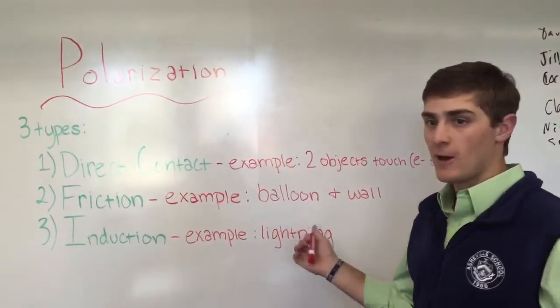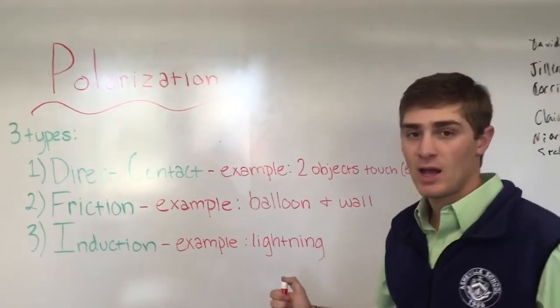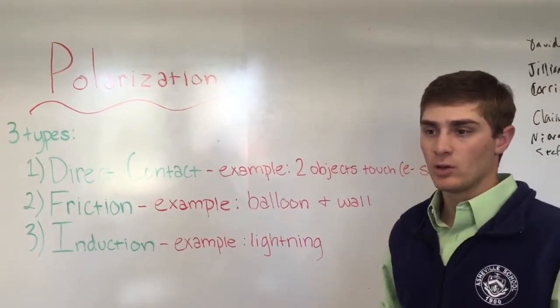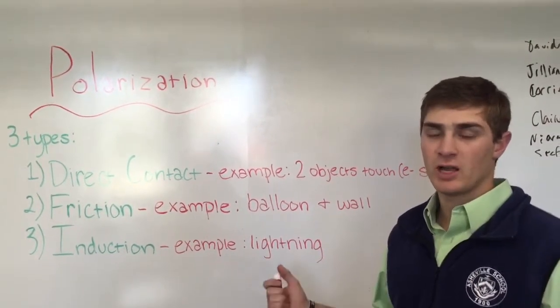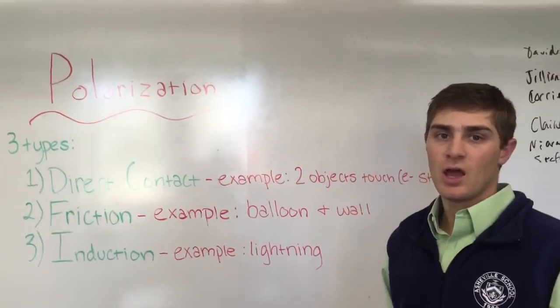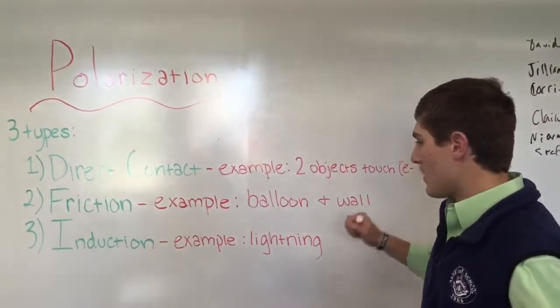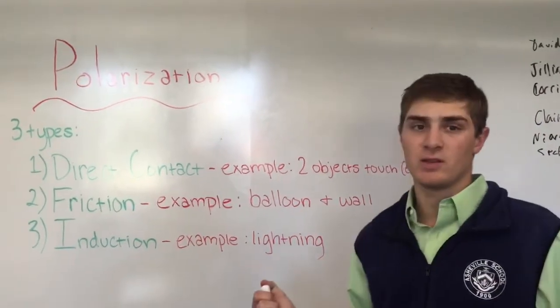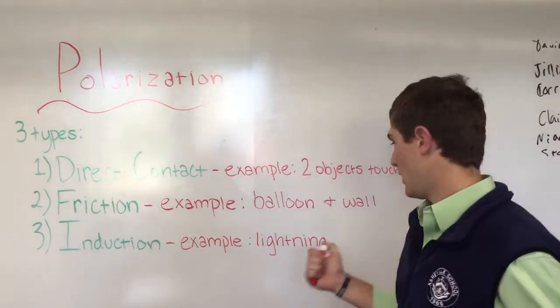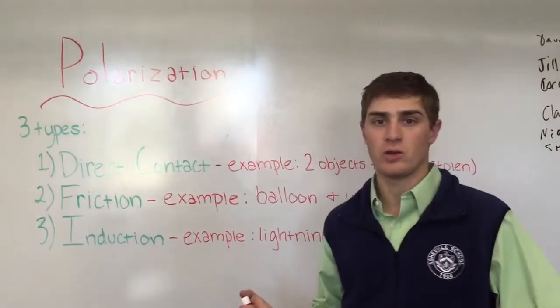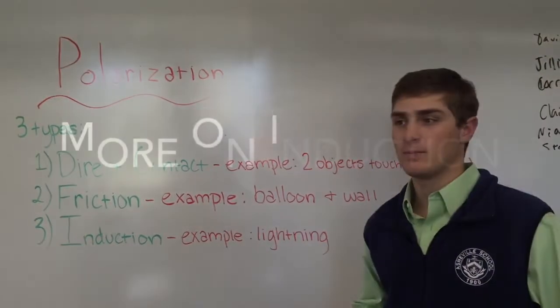Friction, which is the major example we covered of that in class, is the balloon on the wall problem, where the balloon becomes negatively charged, the hair steals the balloon's electrons, and so it creates a negatively charged balloon. And then induction, which is an example of this, is lightning, because the protons from the Earth stream up towards the negatively charged cloud.